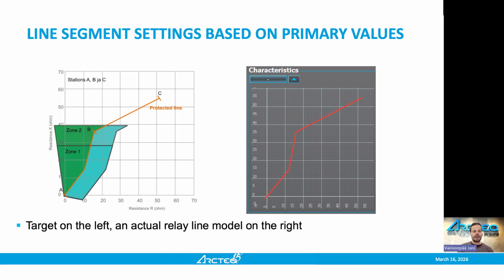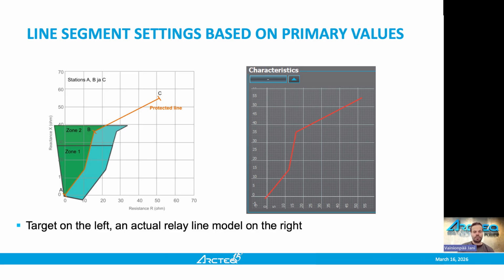And so next, what we have here, this is our goal on the left-hand side. And this is the actual, based on the settings that we just set to the relay, a copied print screen from our relay. So basically the characteristic and ohmic values are identical in this already at this point.